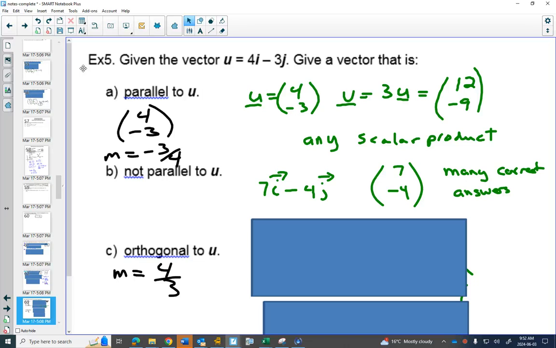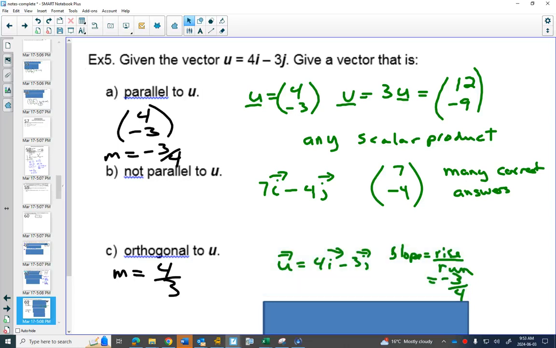Now, for orthogonal or perpendicular, you can use your idea of slopes. You know that 2 lines are perpendicular if their slopes are negative reciprocals. So if I want orthogonal to you, I just think about my slope being 4/3 now instead of -3/4. That could give me a way to write a vector like that, the 3 on the top and the 4 on the bottom.